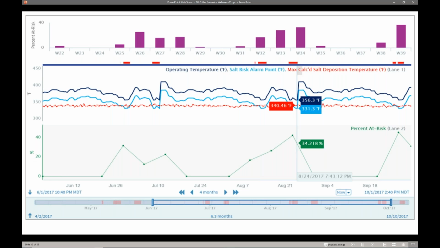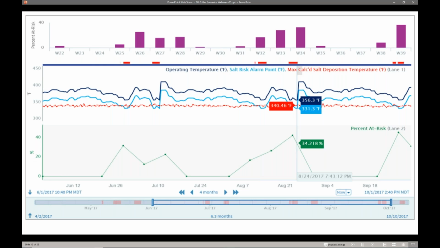Looking a little bit closer at the picture that I had on the previous slide, this shows an example of an analysis that was put together. In the middle of the screen, you see several signals. The one in dark blue is our operating temperature. You then see in lighter blue a salt risk alarm point where we're monitoring that. And then finally, in red, we have our max calculated salt deposition temperature. We're monitoring this through time.